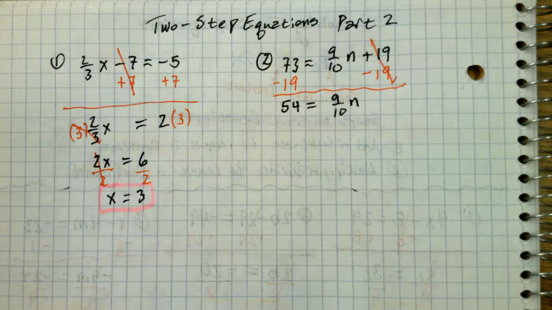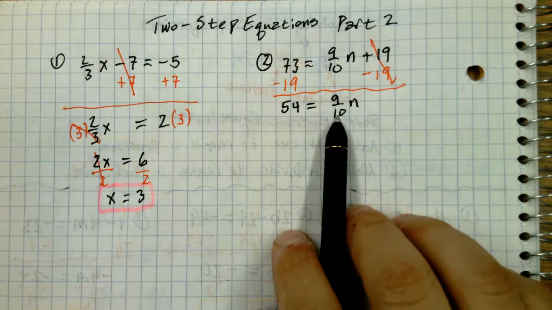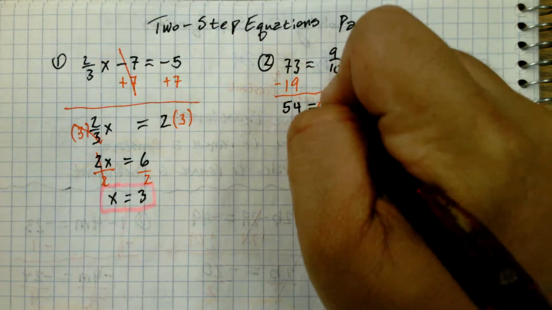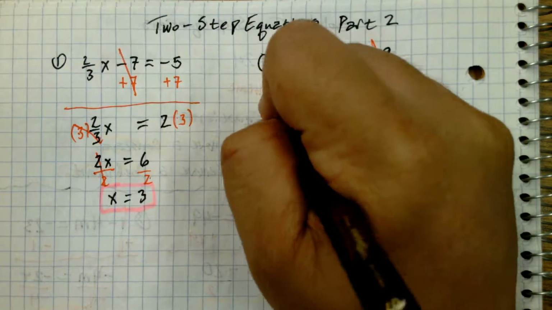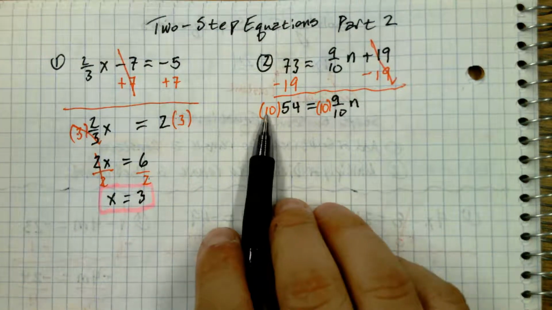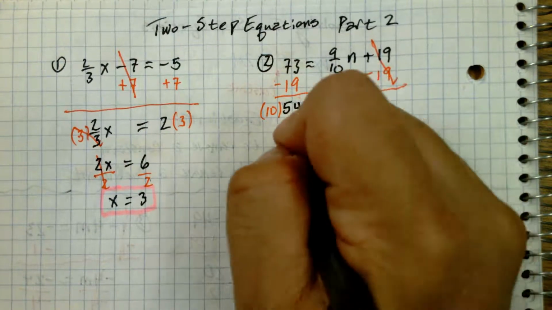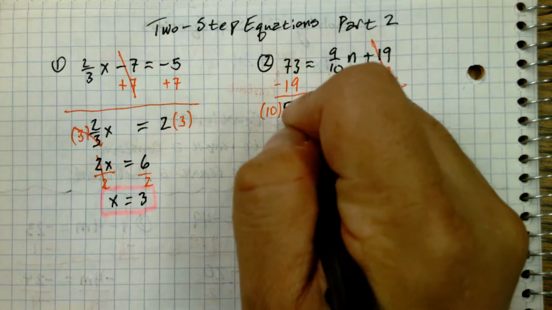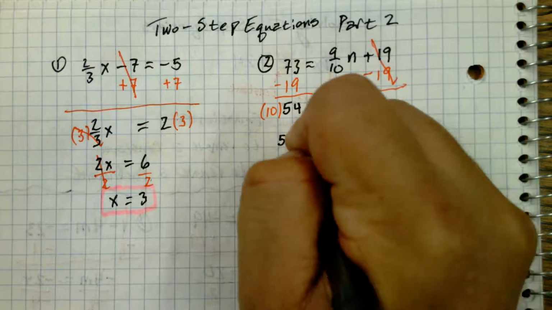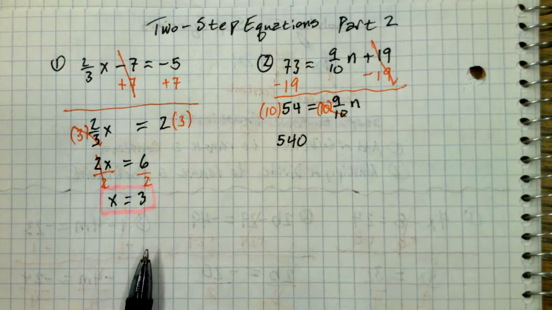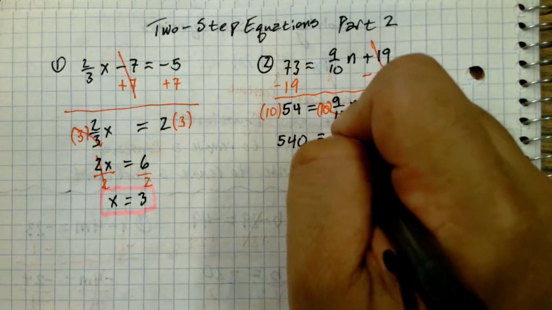First thing I want to do is get rid of the denominator. So I think we'll multiply. I'm going to multiply by 10. Make sure you do it on both sides. And, ooh, what's 10 times 54? You remember how you multiply by 10? Add a 0, yes. So it's 540. Well, on the other side, it cancels, though. That's why we did that. And then we get equal sign 9 times n.